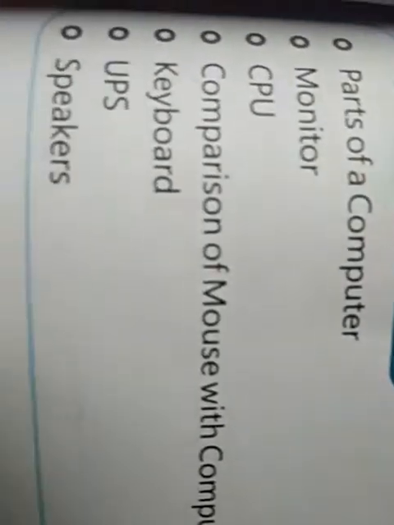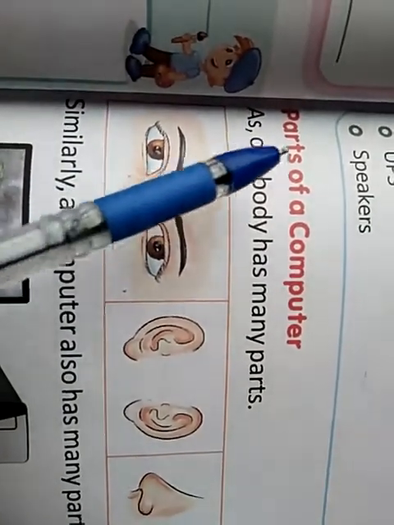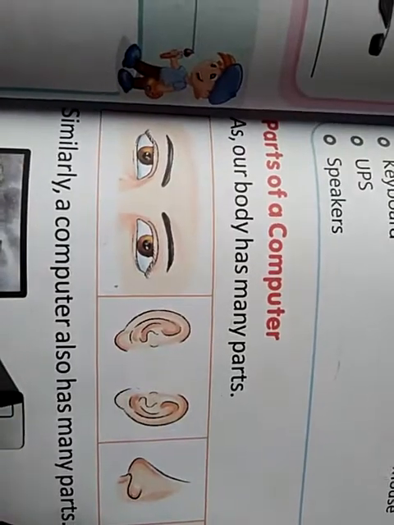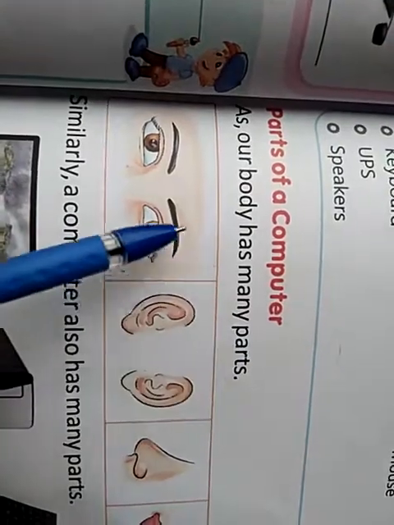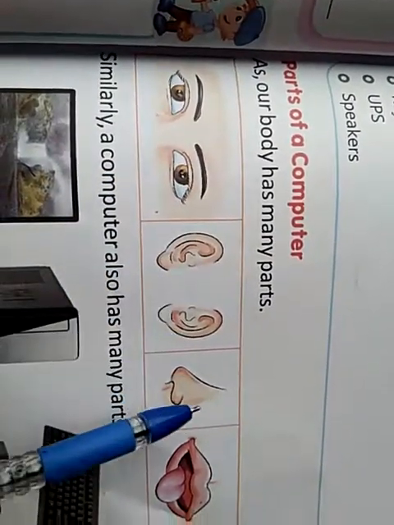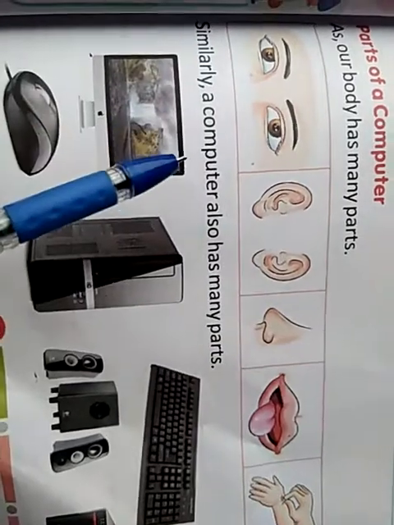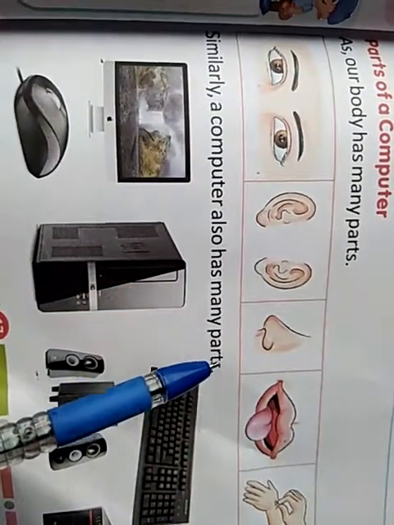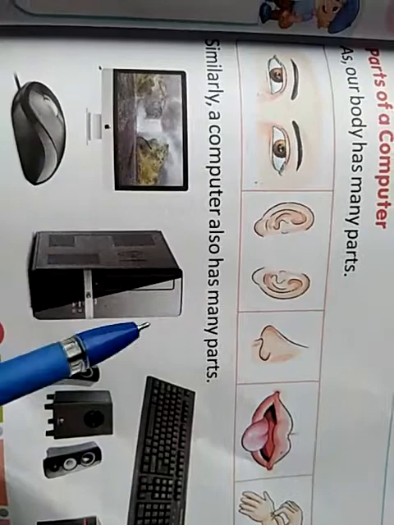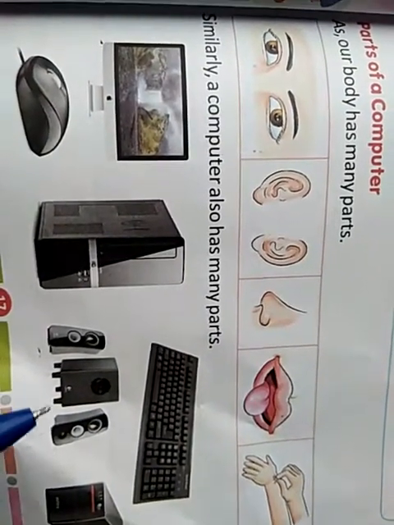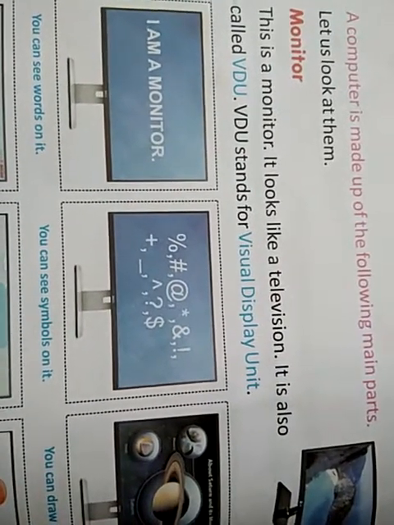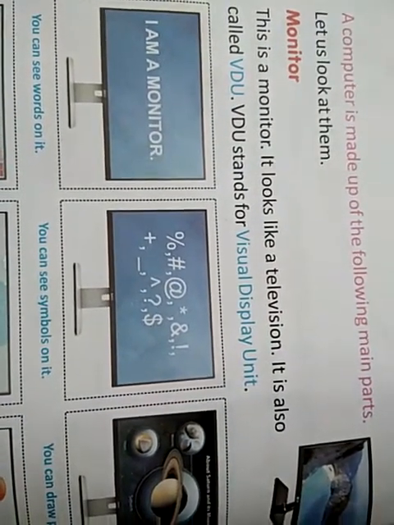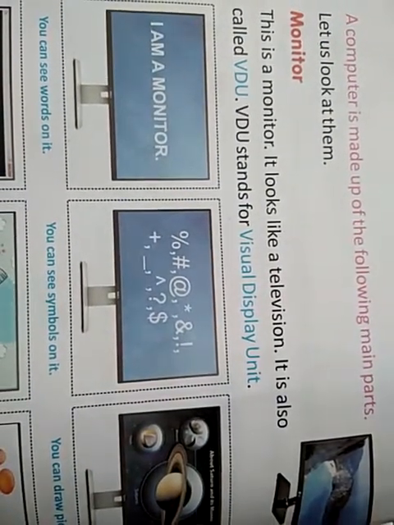Now comes the topic, that is parts of computer. In our earlier classes, we learned that our body has many parts like eye, ear, nose, tongue, skin. Similarly, a computer also has many parts like monitor, CPU, mouse, keyboard, UPS, and speakers. As we know very well, a computer has four main parts such as monitor, CPU, mouse, and keyboard.